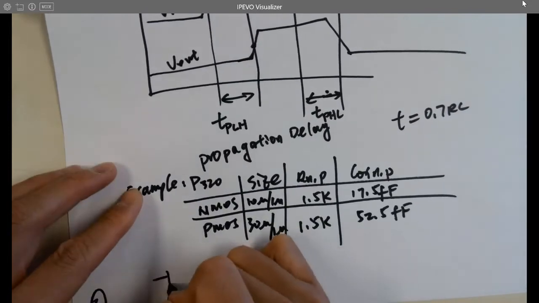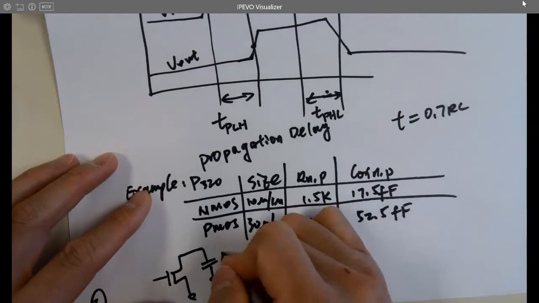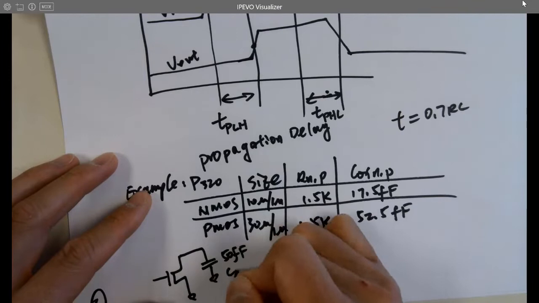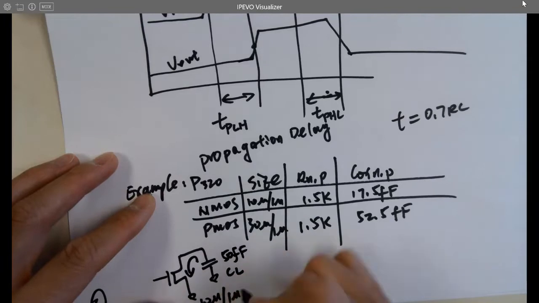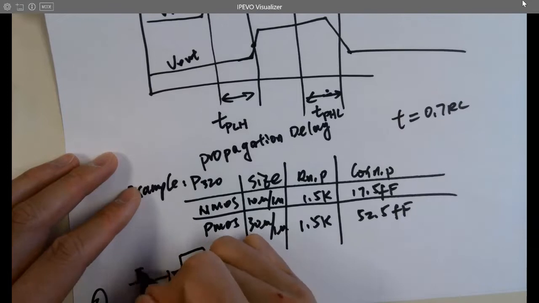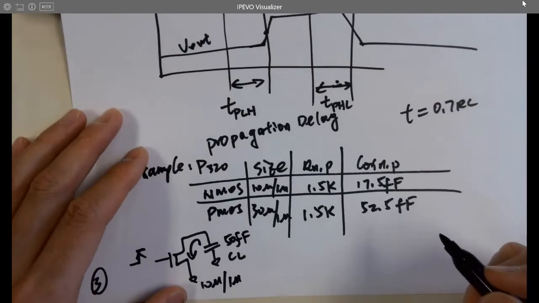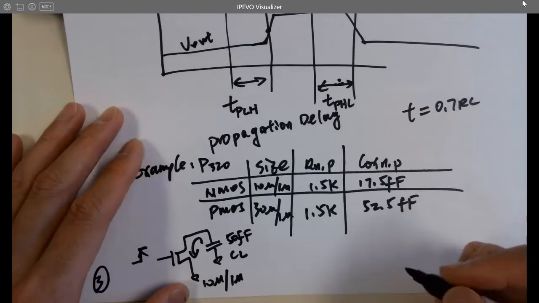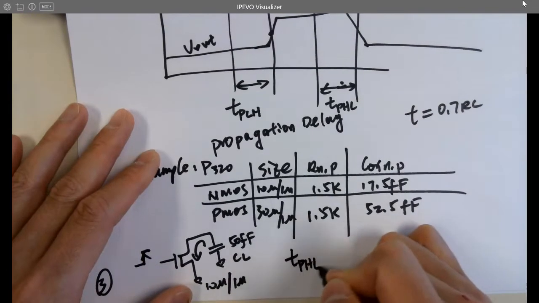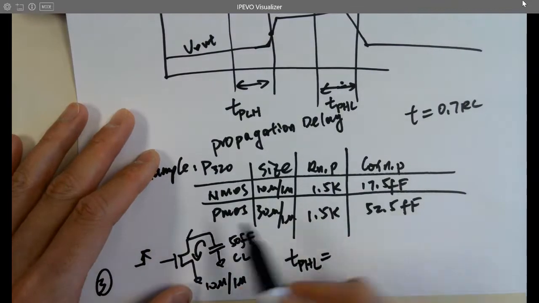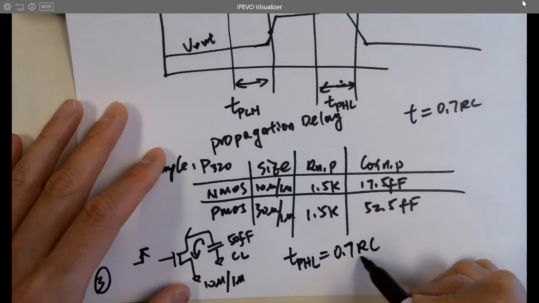If this is the circuit, it's discharging the cap through the channel of the NMOS. This is 50 femtofarads, that's C load. This transistor is 10 micron over 1 micron in size. We turn it on and it starts discharging the cap. So what's the time delay here? HL or LH? Which one do you want to use? TP HL, because it goes from H to L. It's discharging.